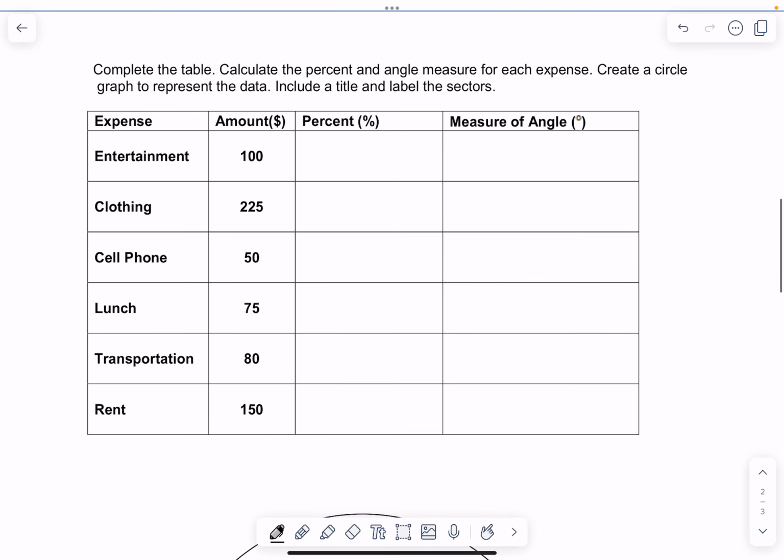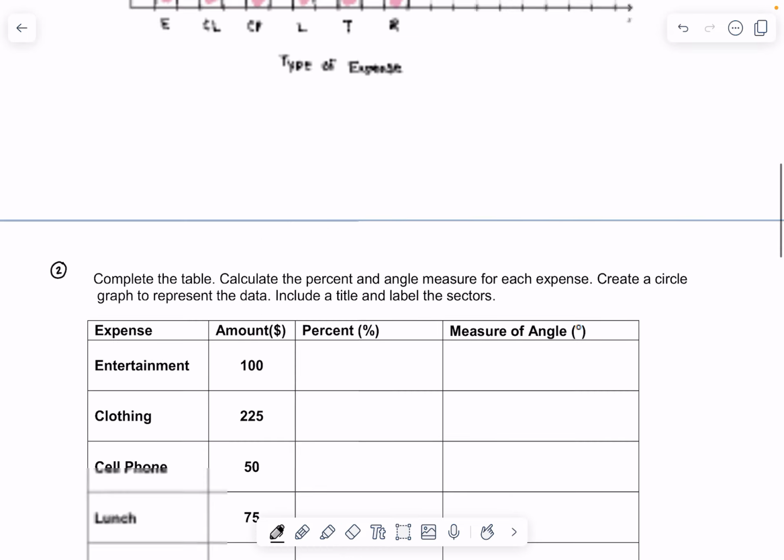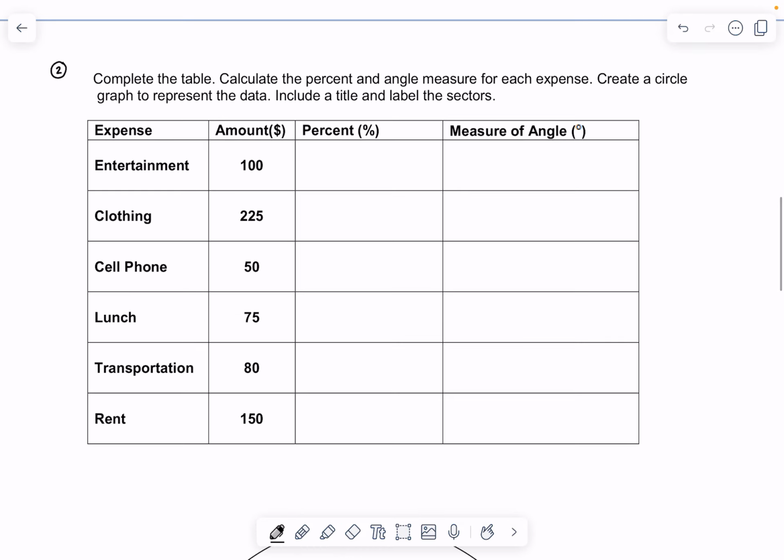The next part is actually asking you to work with a pie chart, which is something that you're used to. It says circle graph, but pie chart, same thing. Pie graph, however you want to describe it. We have the exact same stuff, all of his expenses and all of his amounts. So we're going to want to come up with a percent and then a measure of the angle.